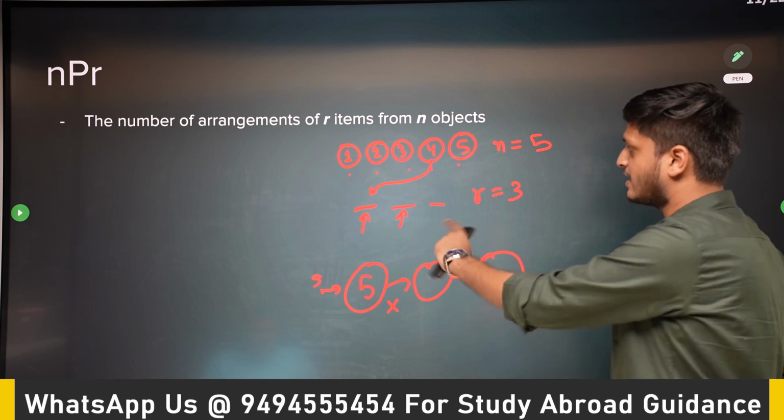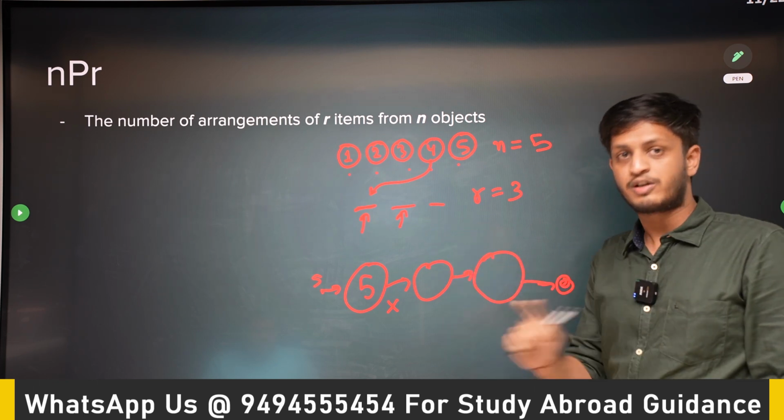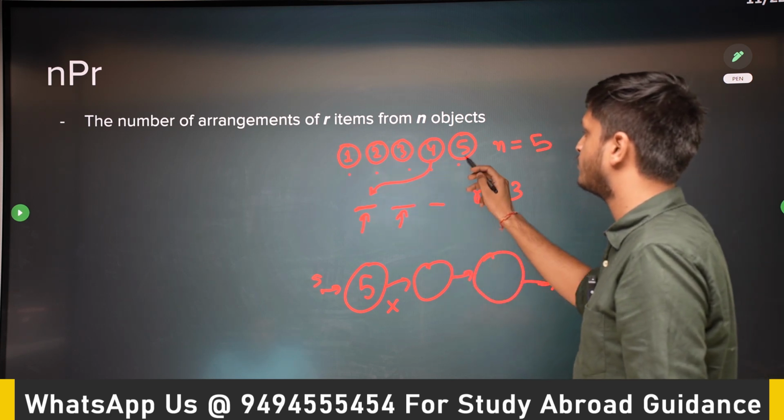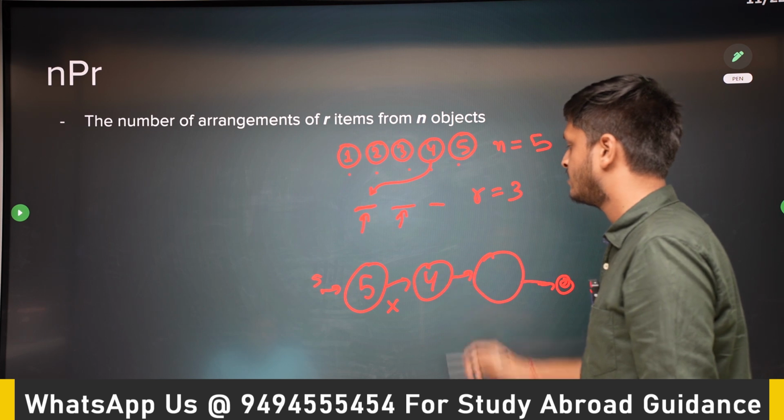Okay. For the second place, how many options do I have? Again, it is without repetition, so I cannot repeat 4. So how many options do I have? 1, 2, 3 and 4. I have 4 options for the second place.